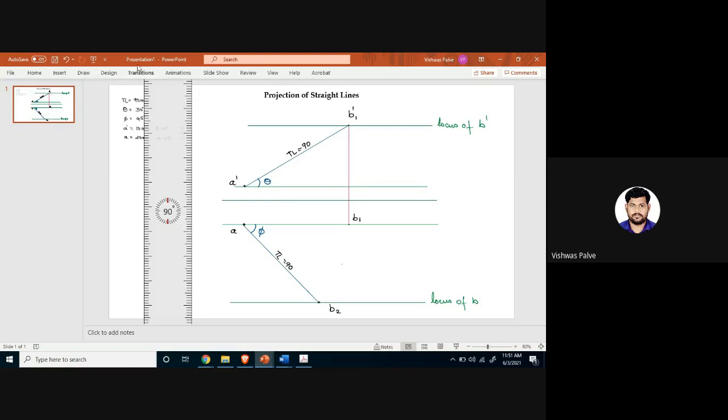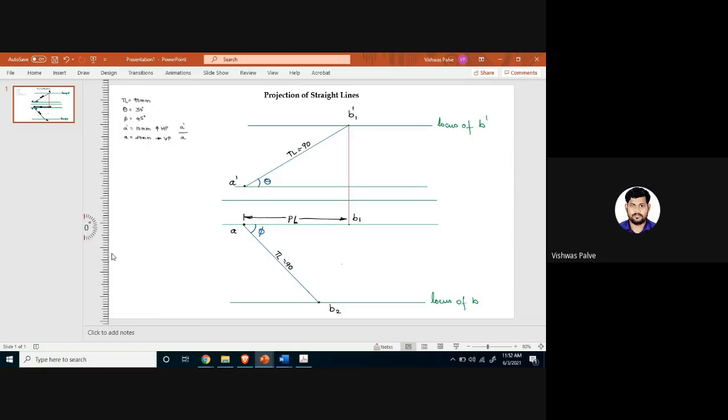When you take a projection of the true length from front view to top view, the length which we get is the plan length. The length which we get is the plan length. This horizontal length is the plan length. The notation for plan length is AB1. AB1 is the plan length.